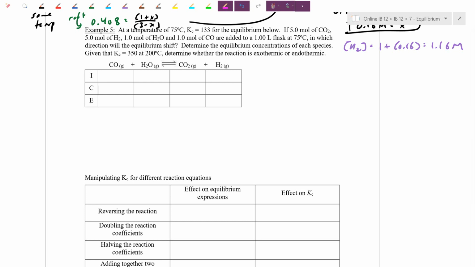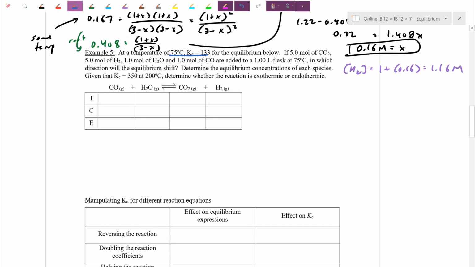So let's just try it out here. Next example. One last twist to our setup here. So let's just read through the question here. At a temperature of 75 degrees, at this first temperature, we have Kc is 133. So that just means products are favored, right? For the equilibrium below, so same equation as we did here. If 5 moles of CO2 and H2 and 1 mole of H2O and CO are added to a 1 liter flask at 75 degrees, which direction will it shift? So let's just draw a picture.